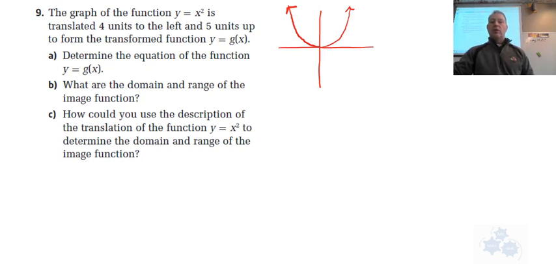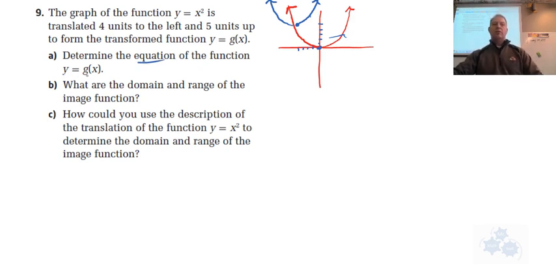Okay, so 4 units left. And let's focus on the vertex, okay? 1, 2, 3, 4, and then 5 units up: 3, 4, 5. So this point right here is going to go over to this spot right here. Everything's going to move to the left and then up. So all of the points go left and up, left and up, and the parabola kind of looks like this, right? It doesn't really want us to graph it, but it wants us the equation.